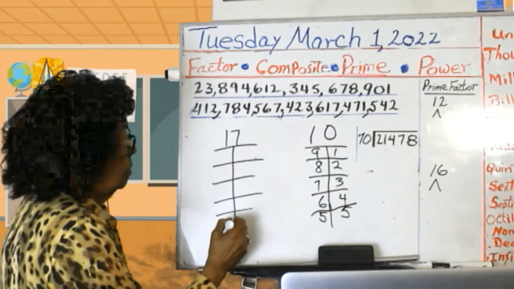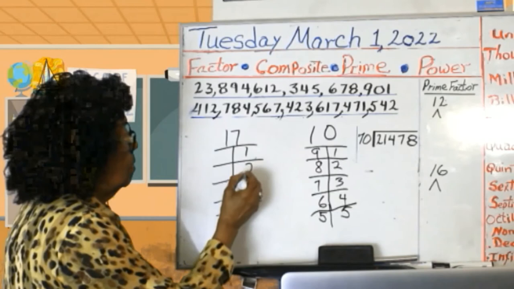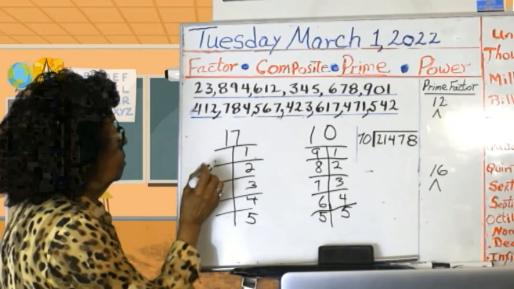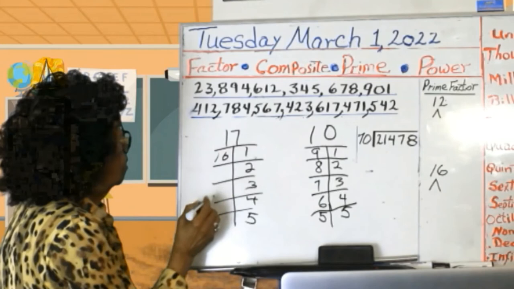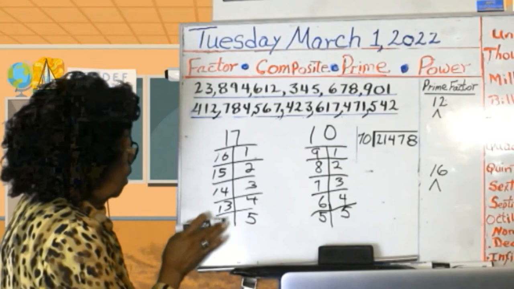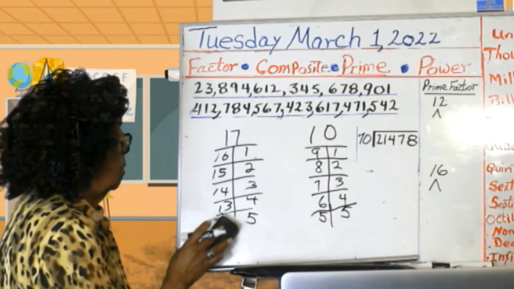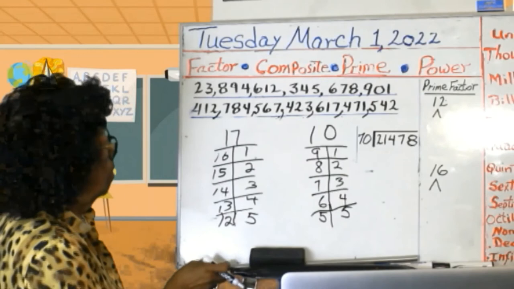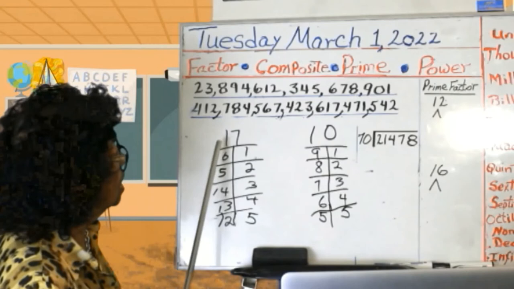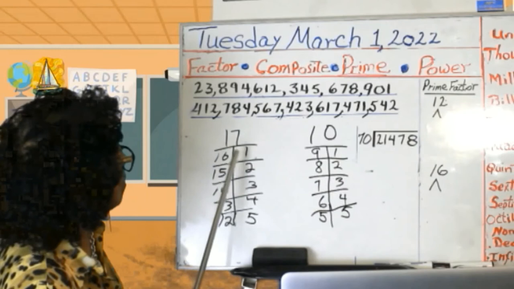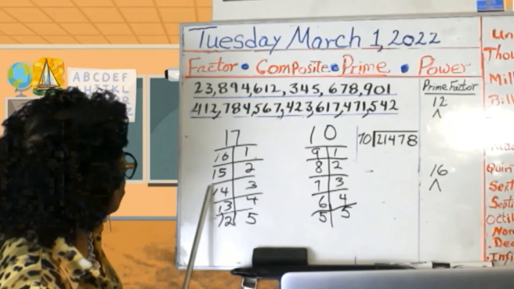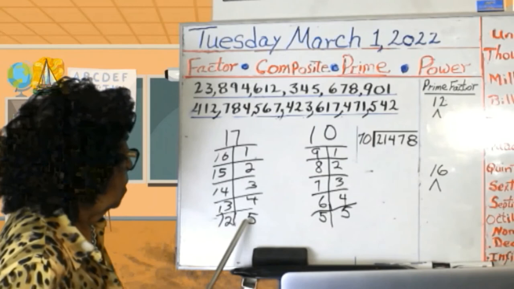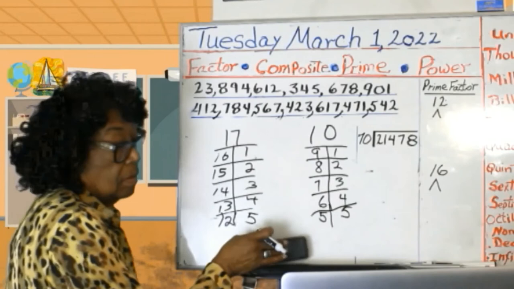On the right side, it's 1, 2, 3, 4, 5. Okay, on this side. On the left side, it's 16, 15, 14, 13, 12. Okay. 17 is 1 plus 16, 17 is 2 plus 15, 17 is 3 plus 14, 17 is 4 plus 13, 17 is 5 plus 12. Okay, fantastic. Did everybody get a chance to go?